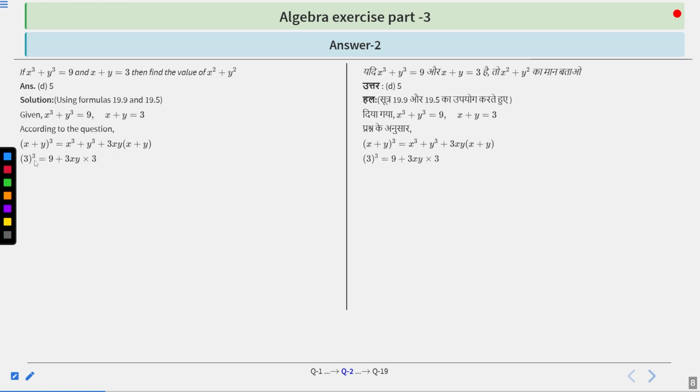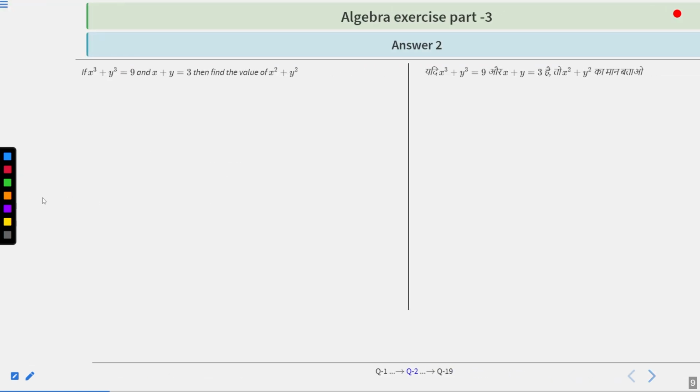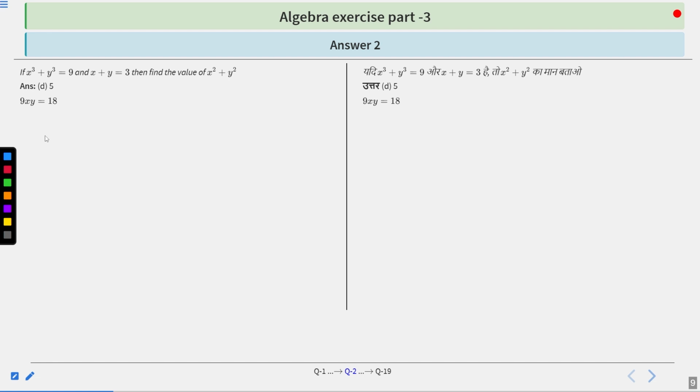x plus y was 3, therefore 3 whole cube is equal to 9 plus 3xy into 3. 3 cube is 27, so 27 minus 9 is equal to 3 into 3, 9xy. Therefore 9xy is equal to 18. If 9xy is equal to 18, then xy is equal to 18 upon 9, that is 2.